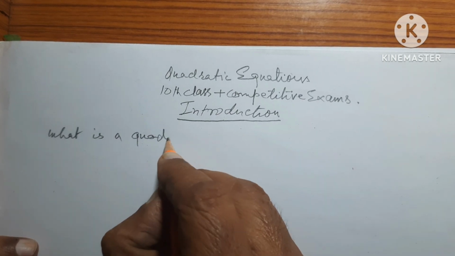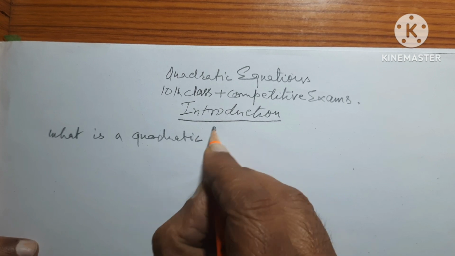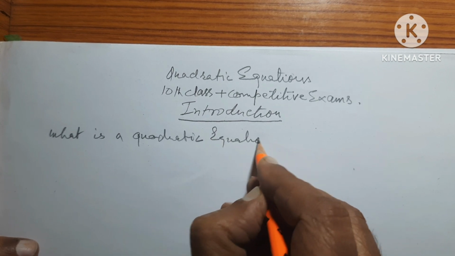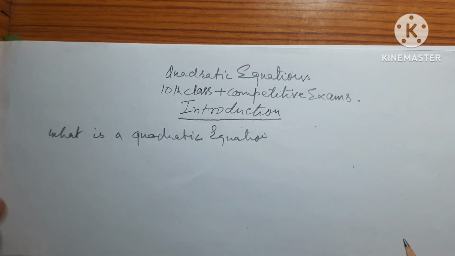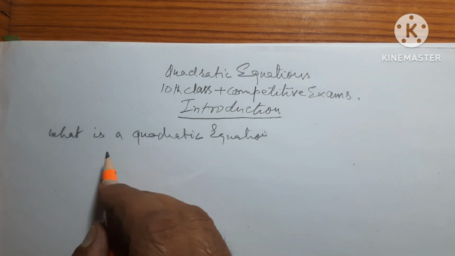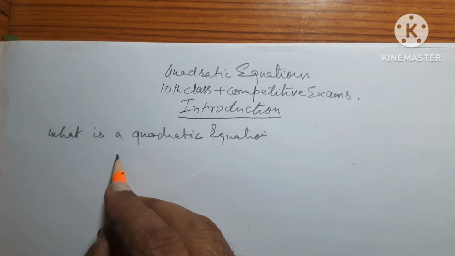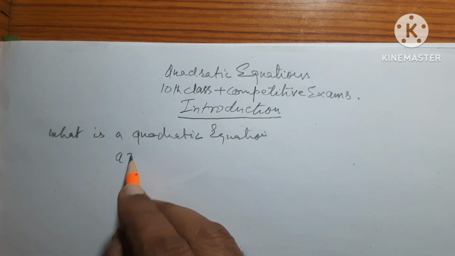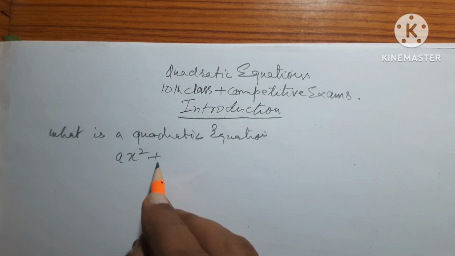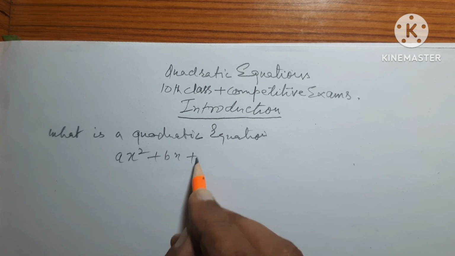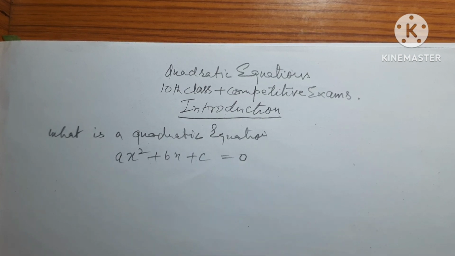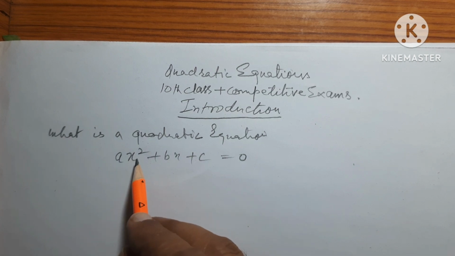Quadratic equation. A quadratic equation is an equation of degree 2. That means this type of equation, ax square plus bx plus c is equal to 0. This is an equation of degree 2.